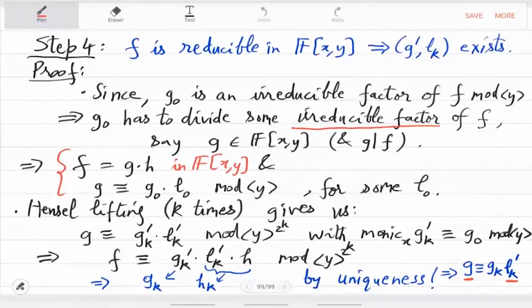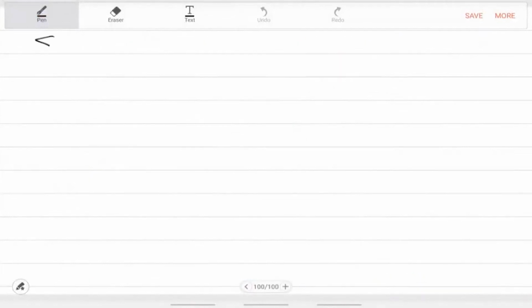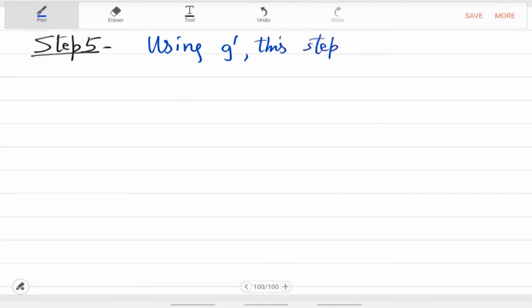Okay, so yeah, this proof was done. In particular, G works for the linear system. So let's analyze step 5 now. So here the claim is that if you have found a G prime, you factor f. And if you did not find a G prime, then it's a proof that f was irreducible.